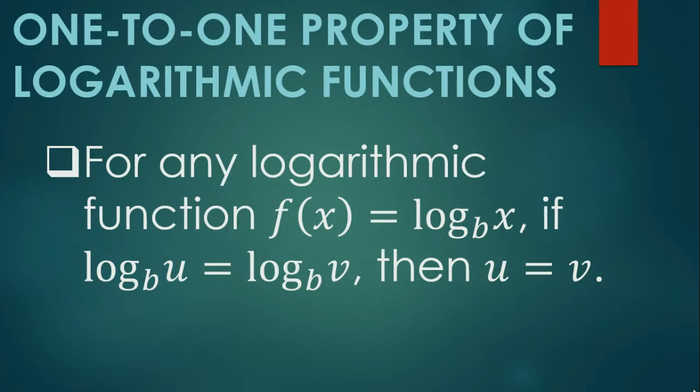In short, kapag nakita mo na yung dalawang given ay parehong mayroon silang log base b sa magkabilang sides, we can immediately cancel that and then we consider the values. We consider the remaining terms, which are u and v. So we equate u and v to obtain the value or values of x.